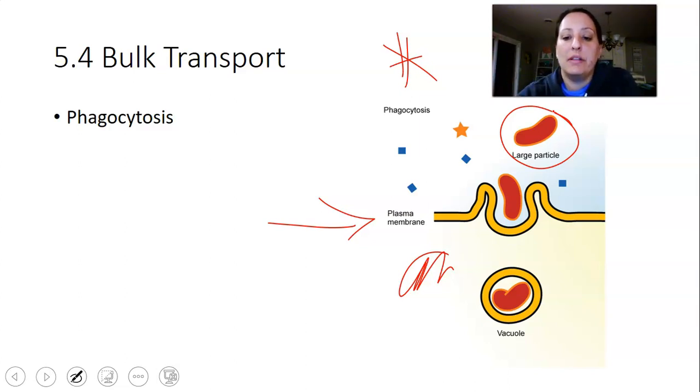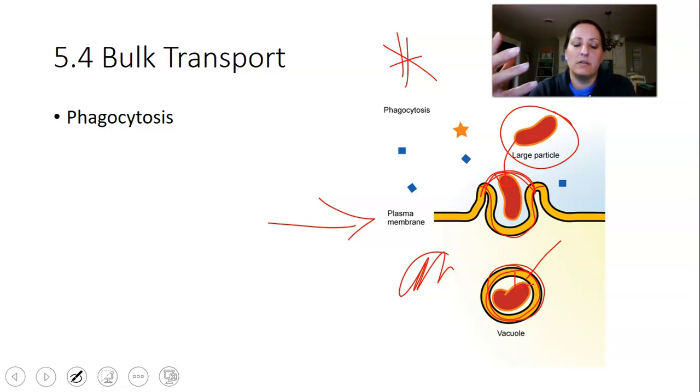And so what's going to happen is the plasma membrane is going to form a pocket, or it's going to invaginate. The particle goes into that pocket. Eventually, this is going to pinch off. The membrane will just seal right up. And now we have a membrane-bound vacuole that has our particle in it. So that particle has been taken up. It's been phagocytosed.